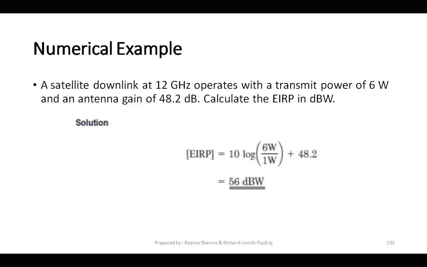The 6 watt is in a different form, so I'll be using the 10 log form and converting it into dBW, dB watt form. I will be dividing it with reference to 1 watt. So once I do that with the help of log, I can convert it to dBW. So 10 log plus your gain. Whatever value you get here, you add it with 48.2. So this is going to be your final EIRP.